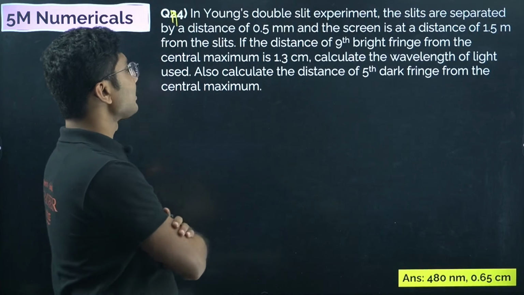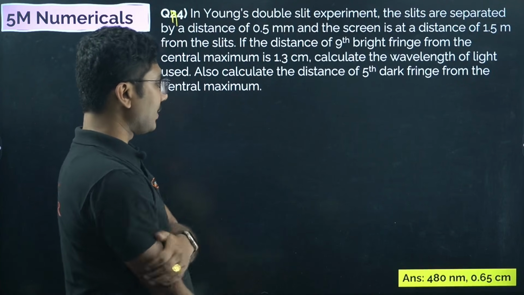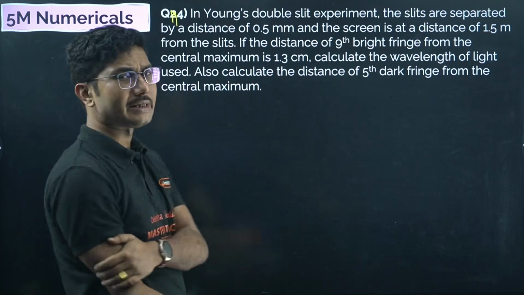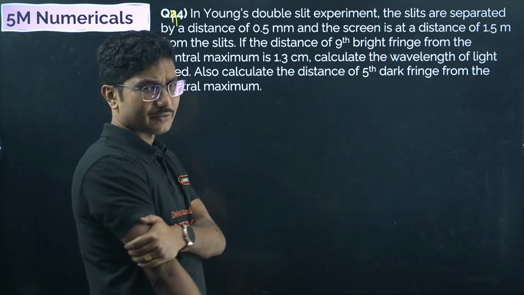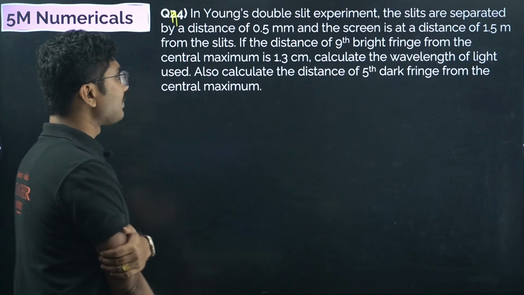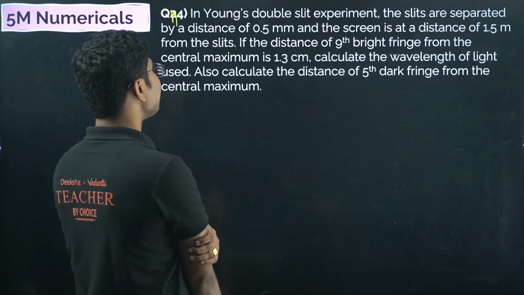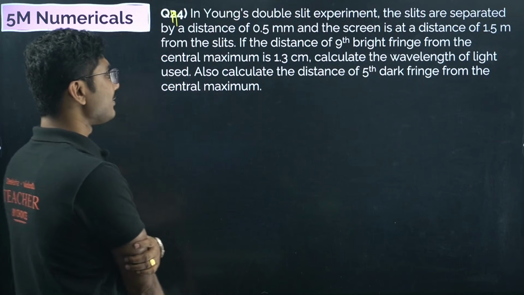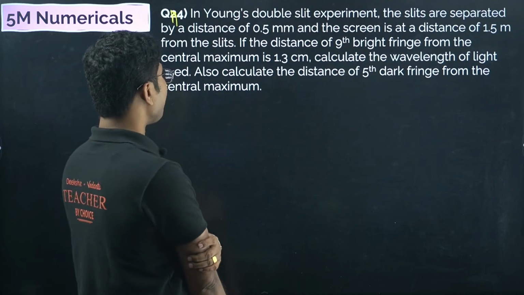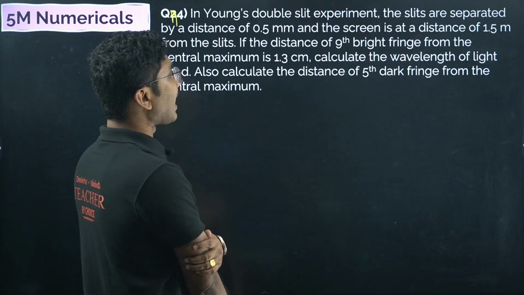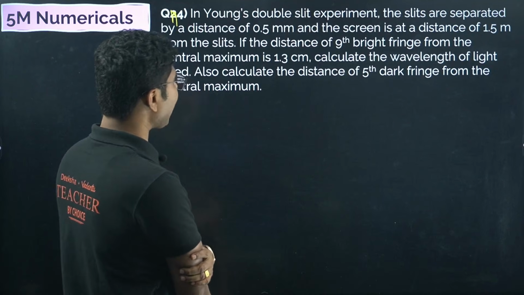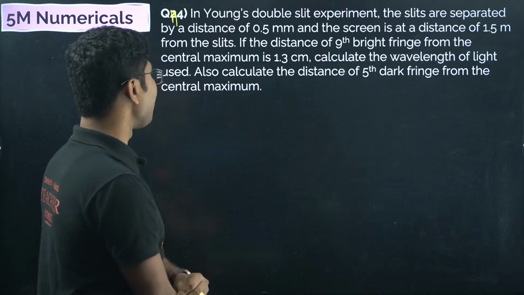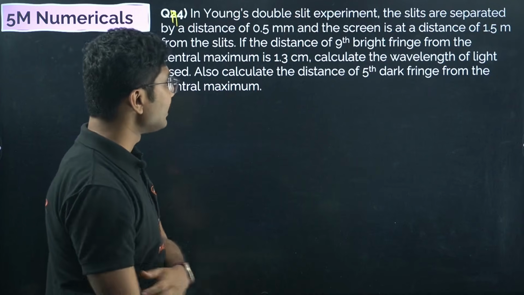In Young's double slit experiment, the slits are separated by a distance of 0.5 millimeter. This is taken from your model paper, that's why I am solving it. In Young's double slit experiment, the slits are separated by a distance of 0.5 millimeter and the screen is at a distance of 1.5 meter from the slits. If the distance of the 9th bright fringe from the central maximum is 1.3 centimeter, calculate the wavelength of light used.